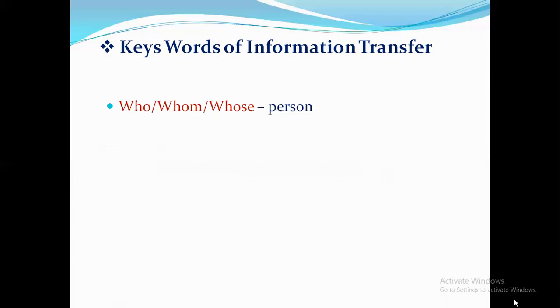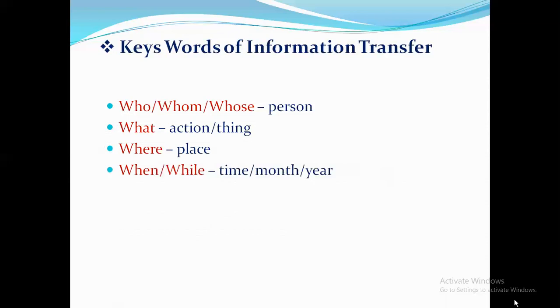First one, who, whom, whose. If you get who, whom, whose, that means you have to write down a name of a person. If you get what, that means you have to write down about action or thing. If you get where, that means you have to write down a name of a place. If you get when or while, that means you have to write down the time or month or year.